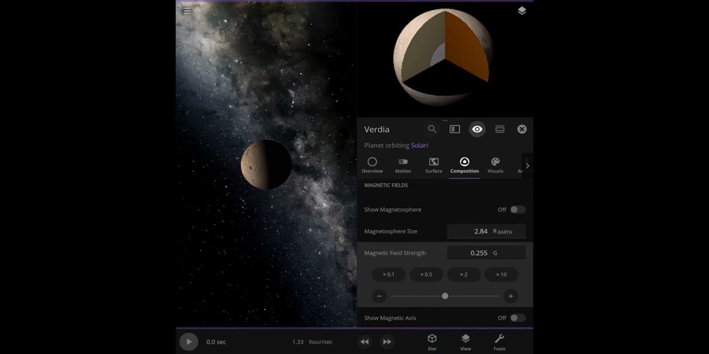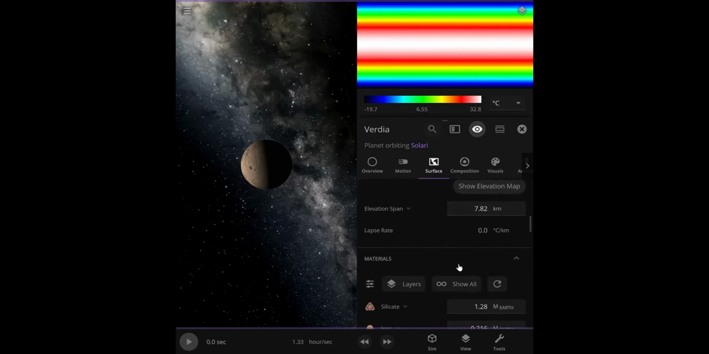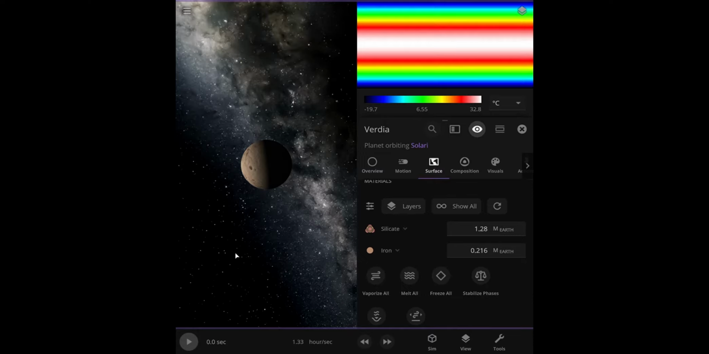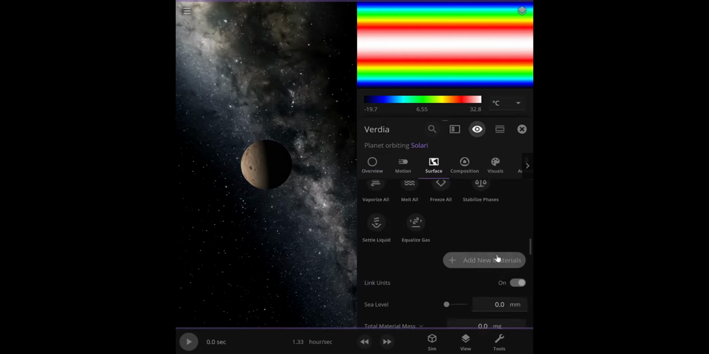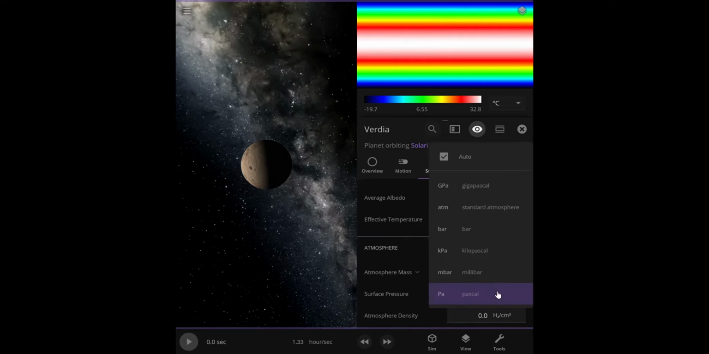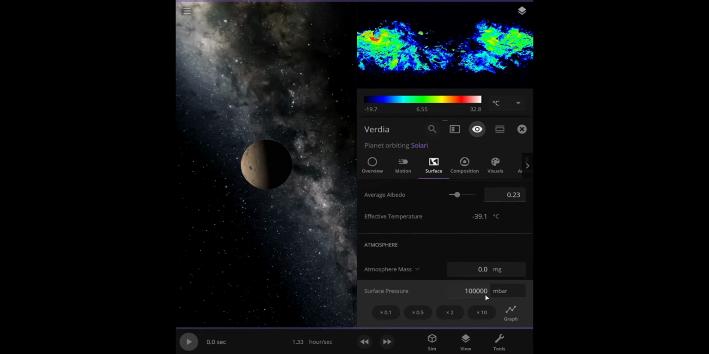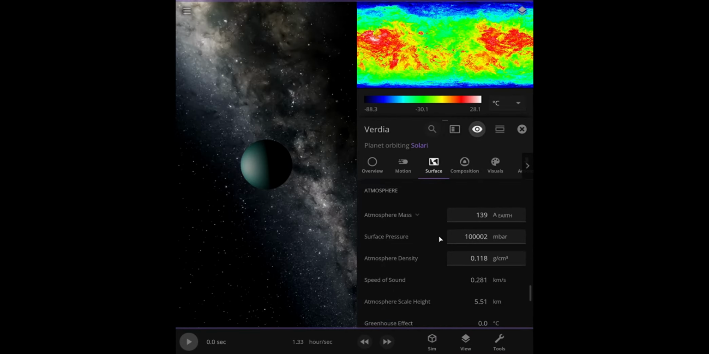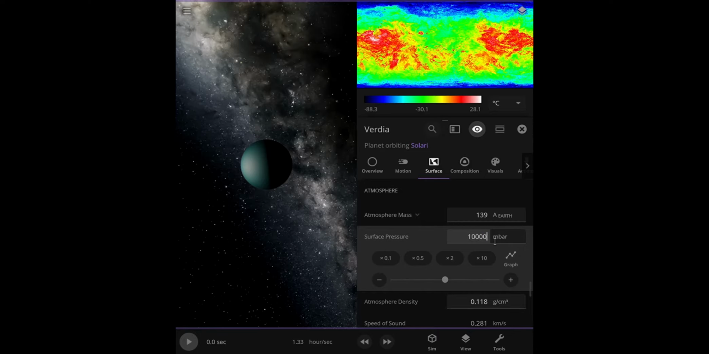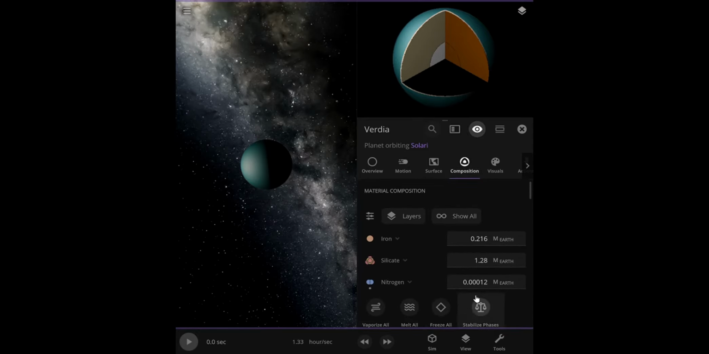Anyways, now that that's over, we now have to get the atmosphere part, which is going to be quite confusing. But we're going to assume that. So with this, let's just scroll down to the atmosphere section. Okay, we're going to make the surface pressure around 100,000 millibars. That is not 100,000 millibars, that's 100,002 millibars. Now we're going to go over to the atmosphere composition. Well, we're going to go over to composition, nitrogen.